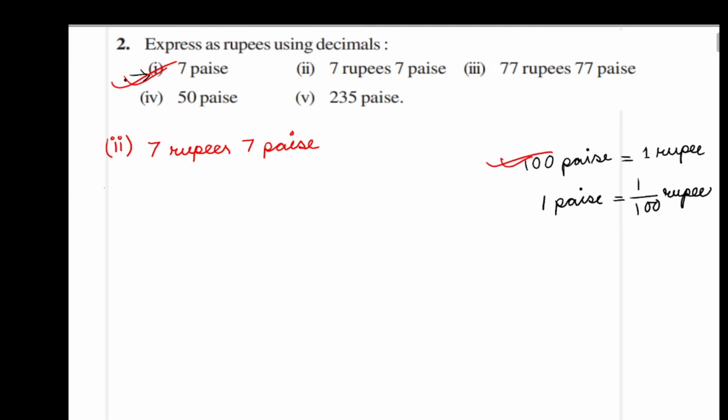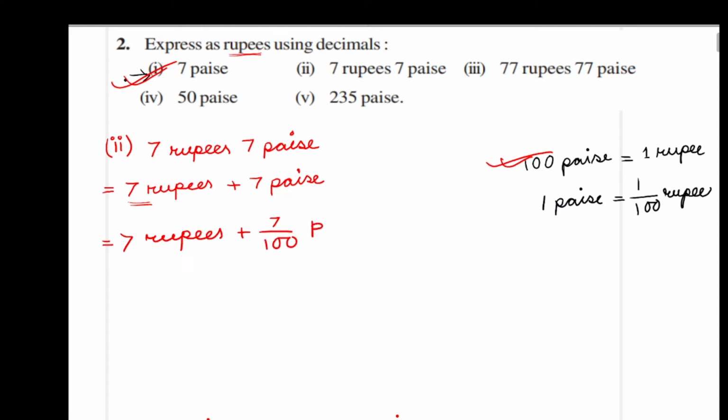Now 7 rupees and 7 paise, so both are in the form of a combination. So 7 rupees plus 7 paise. Already this is in rupee, so you only have to convert the paise part. Just now we converted 7 paise, it will be what? 7 by 100, simply I will write it, in rupees.